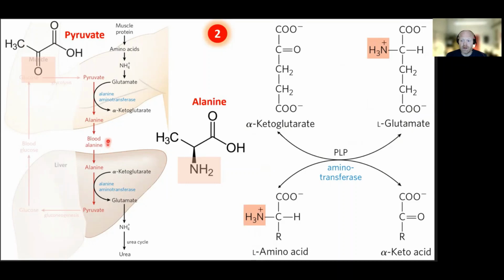For instance, notice the chemical structure of pyruvate and compare it to alanine. As you can see, these compounds only differ at the keto position and the amine position. The transferase simply converts pyruvate into alanine by donating glutamate's amino group to pyruvate.